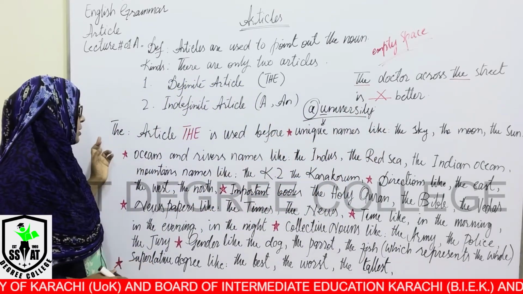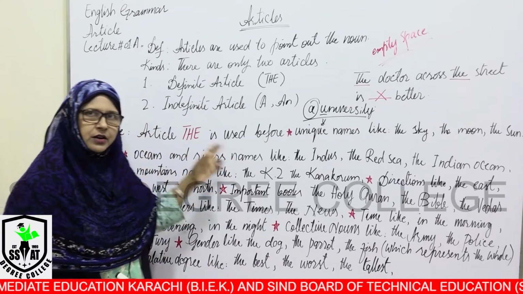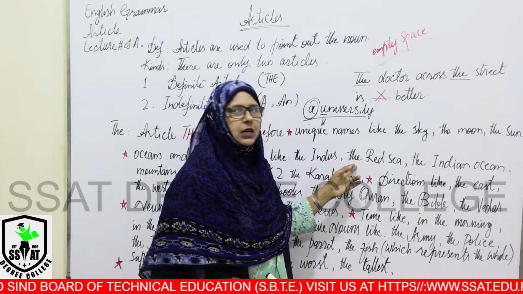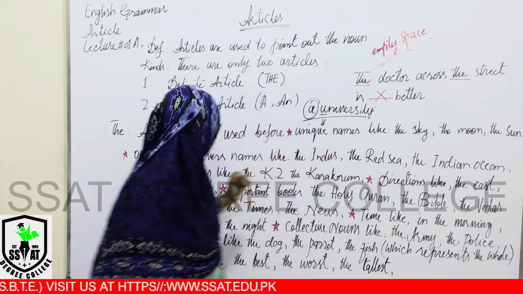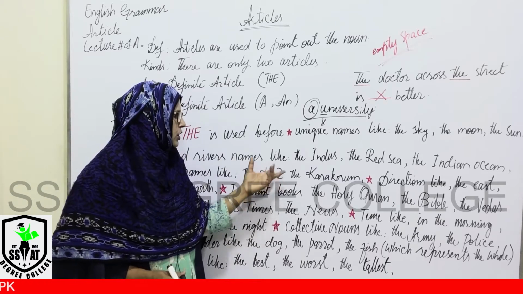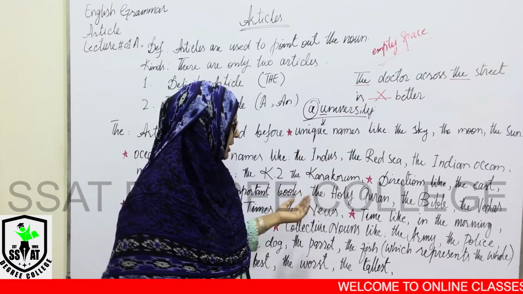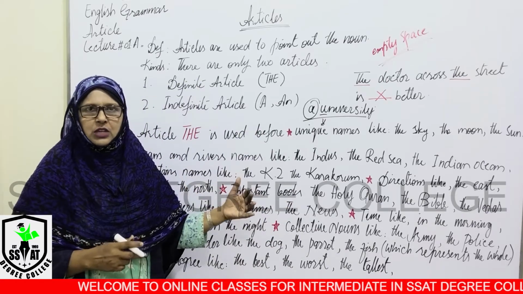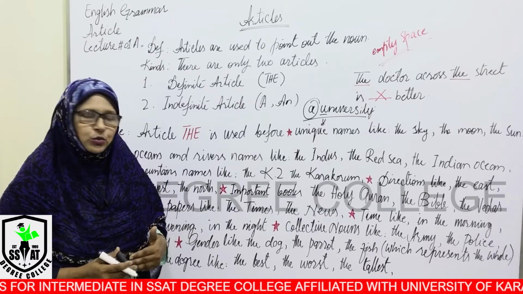And also oceans' names and rivers' names, like the Indus, the Red Sea, the Indian Ocean, right? Mountains' names like the K2, it is in Pakistan, the Karakoram range, the Himalayas, the Hindu Kush, like that. Directions: we have 4 directions, east, west, north, south, and we have to use them like the east, the west, the north, the south, right?